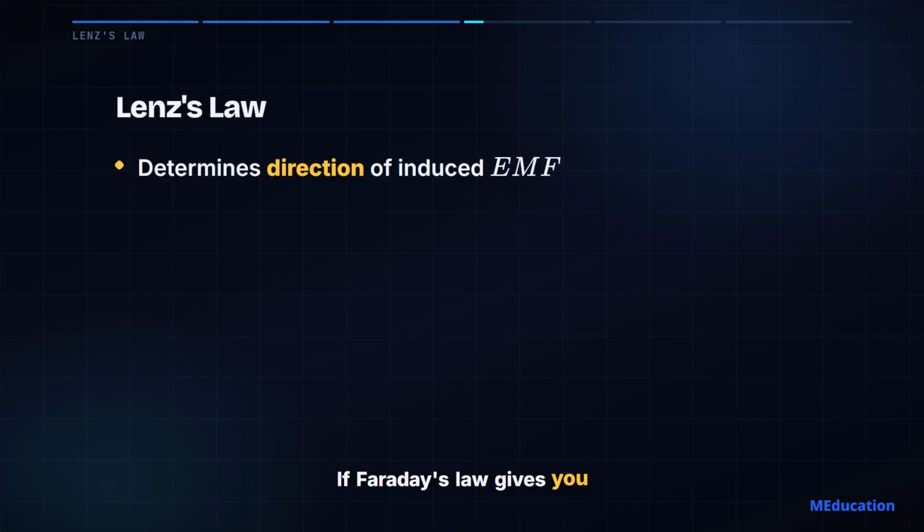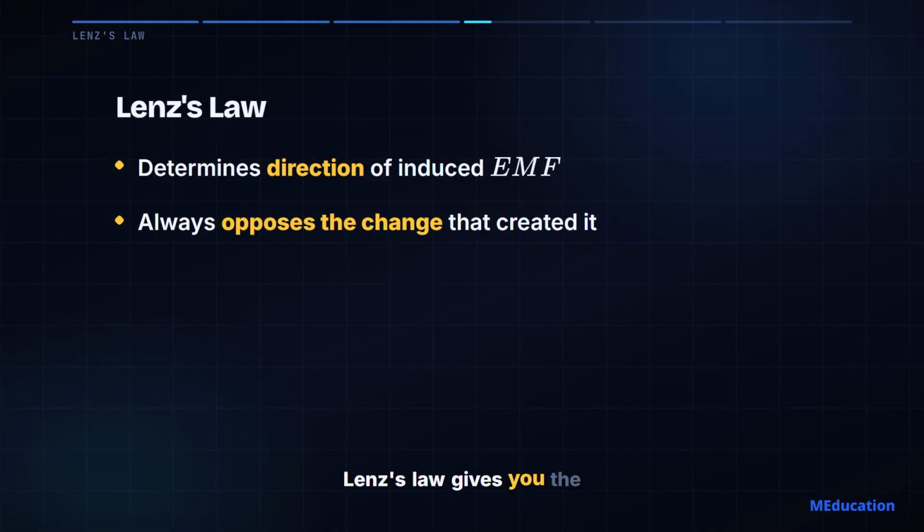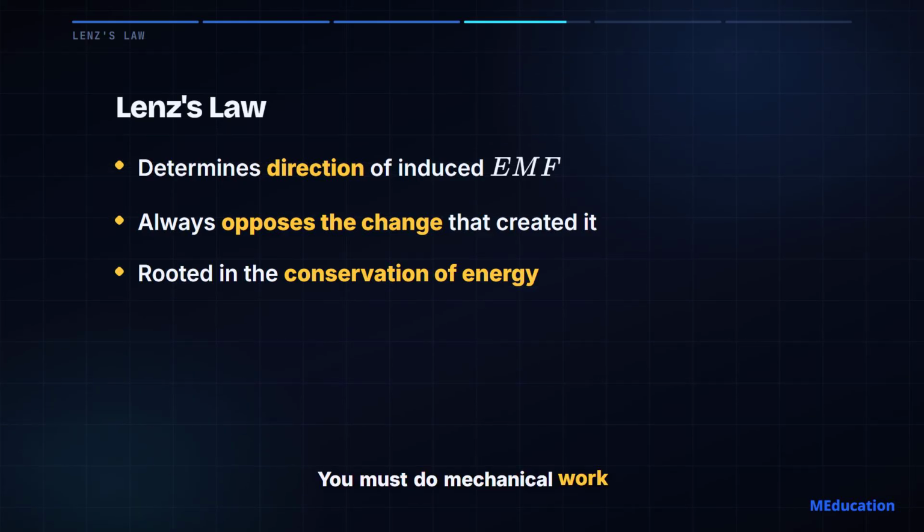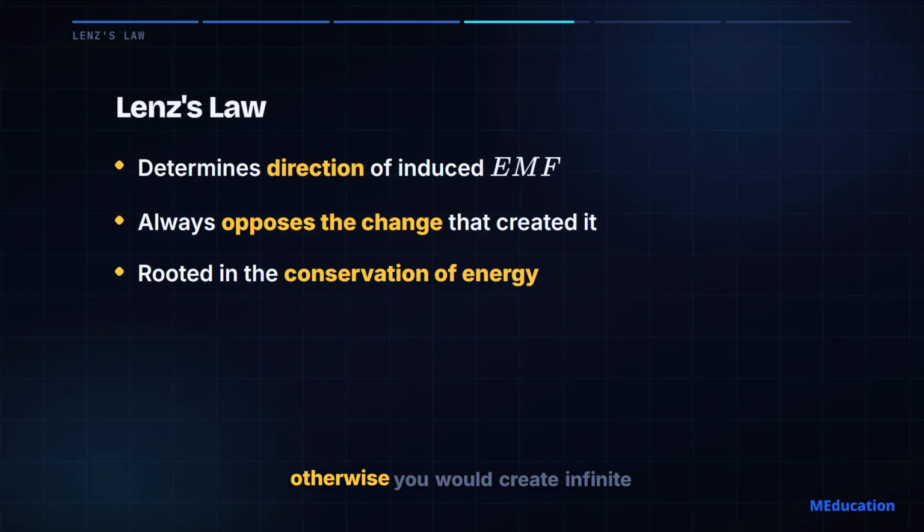If Faraday's law gives you the magnitude, Lenz's law gives you the direction. It states that an induced electromotive force always acts in a direction to oppose the change that created it. This is not just a rule for finding the direction of a current, it is a direct consequence of the conservation of energy. You cannot get electrical energy for nothing. You must do mechanical work against an opposing force, otherwise you would create infinite energy and violate fundamental physics.